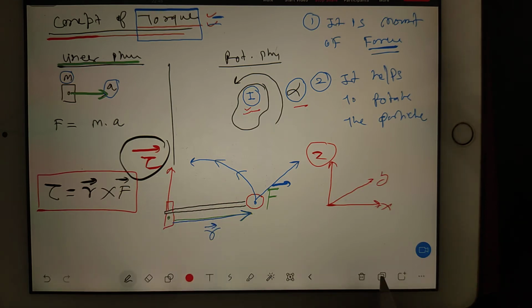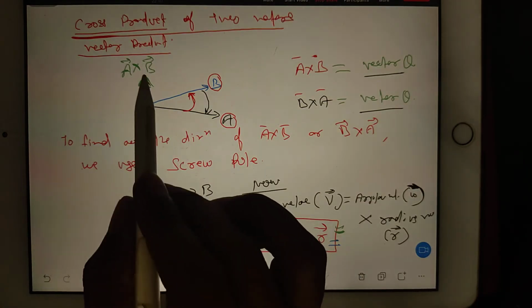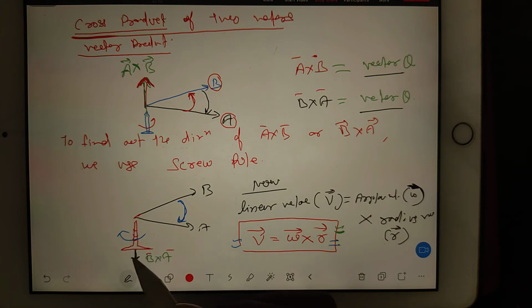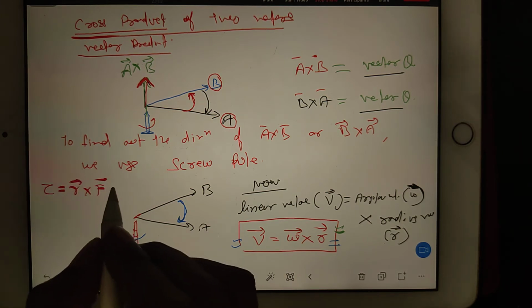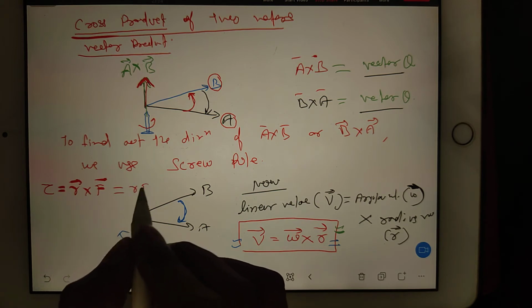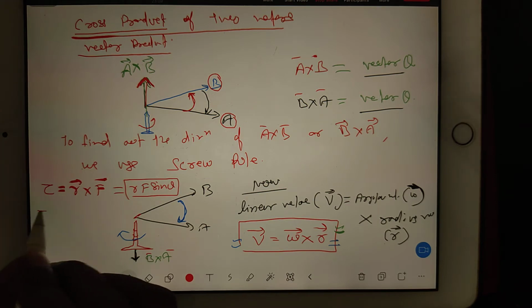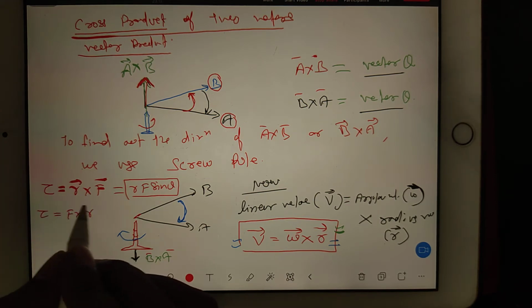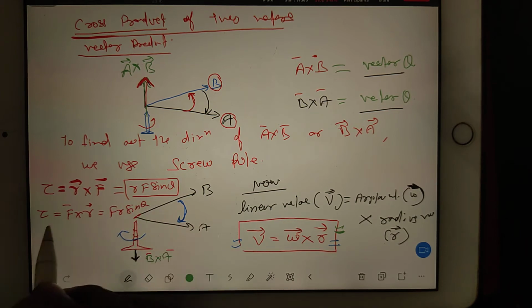Just now I told you that A cross B will be in this direction, but B cross A you can see is in the downward direction. It means if you write the tau formula as R cross F, it will look like RF sine theta. This is the scalar answer, the magnitude. Again, if you write tau is equal to F cross R, it will be like FR sine theta. But this second formula is wrong. Why is the second formula wrong?